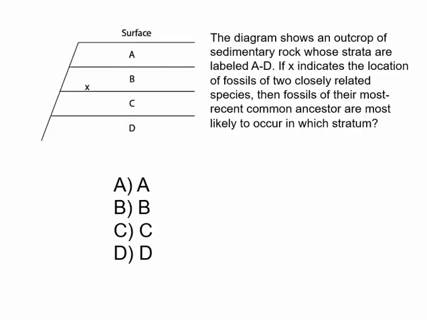All right, here's a question. We've got a diagram of some strata here, and there's an X here in layer B. So if this indicates the location of fossils of two closely related species in layer B here, so fossils of their most recent common ancestor, where would you find those? Which layer?